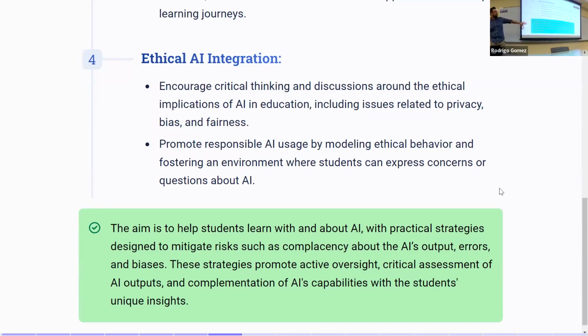Help students learn with and about AI with practical strategies designed to mitigate risks, such as complacency about those outputs. Can't be complacent about those outputs, people. It gets a lot of stuff wrong. Errors that it makes, students are responsible for in my classrooms. I say, any mistakes that it makes that you submit, you are responsible for. So fact check it, right? These and any biases, and these should be strategies that promote active oversight, critical assessment of AI outputs, and complementation of AI's capabilities with students' unique insights.